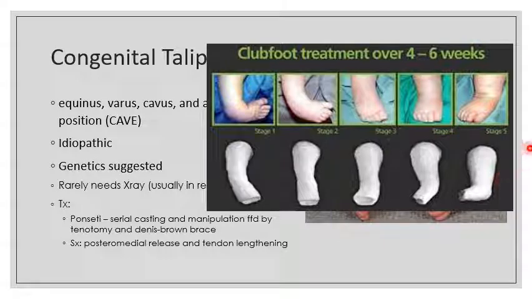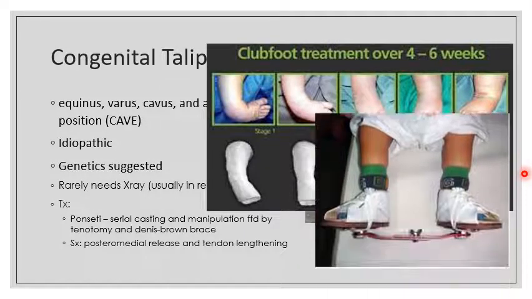equinovarus. And at the end, when you reach this range, we do a tenotomy and put in a Denis Browne brace. It's somewhat like putting your toddler on a skateboard. So I tell the parents that we'll be buying him a skateboard earlier than expected. And for those severe cases, we need surgery. We do posterior medial release and tendon lengthening.